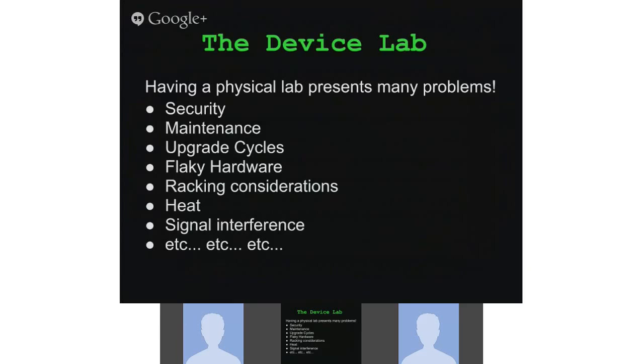The hardware is also consumer-grade hardware. It's not server hardware, which is very stable. You have to rack it, you have to arrange it in small spaces, and they're all different sizes and shapes. Then they give off lots of heat. And we had lots of problems with signal interference. When you have the Wi-Fi radios of 100 phones sitting in a small space, they keep disconnecting all the time, and you have these false failures.